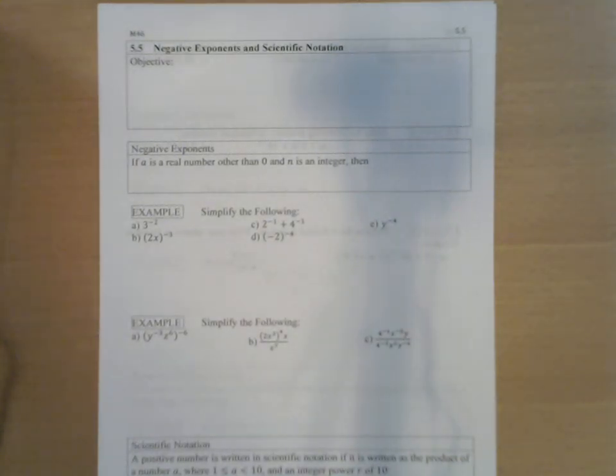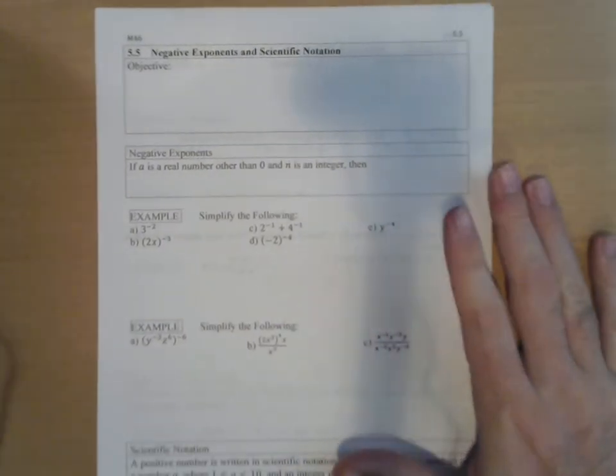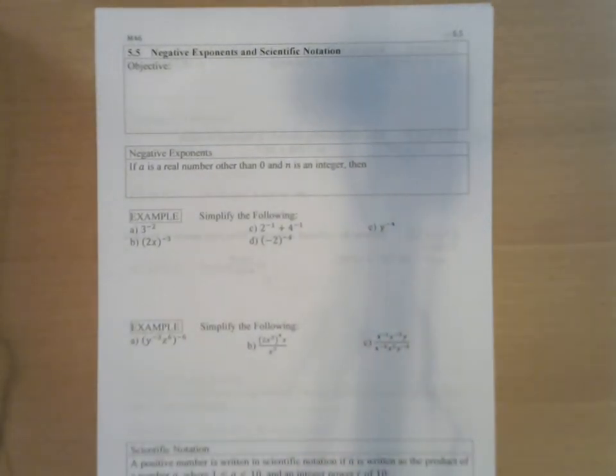Okay, section 5.5 is all about negative exponents and scientific notation. So this is a bit of a departure from what we've seen in the first 4 sections of this chapter, but bear with me, it is actually linked. We're going to be dealing with negative exponents a lot when we start dividing polynomials, which is, hint hint, what we're doing in the next 2 sections.